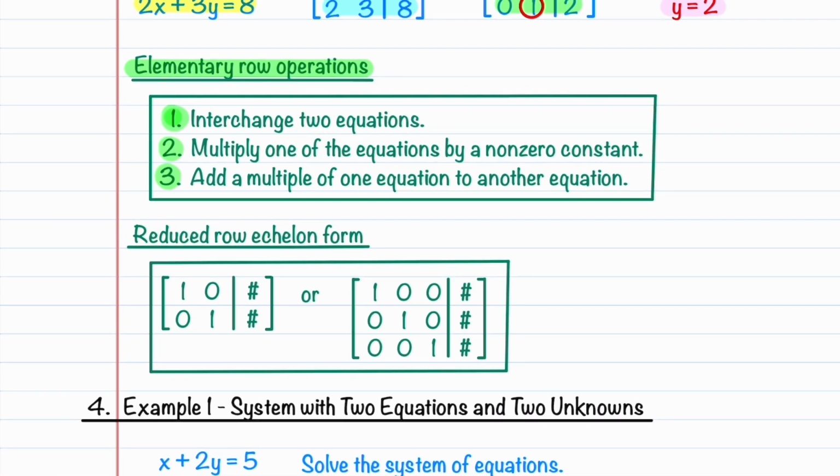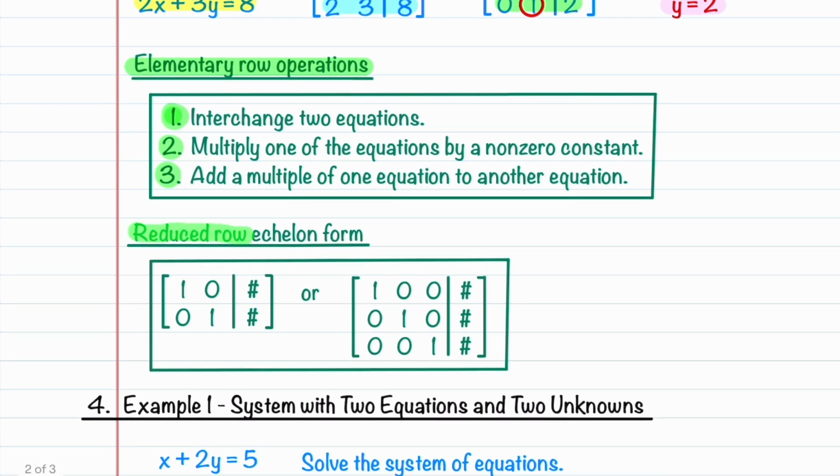When we use the elementary row operations, our augmented matrix becomes an augmented matrix in reduced row-echelon form. In that form, we have 1s along the diagonal, and then on the right-hand side, we have numbers, and those numbers can be anything, including 0.